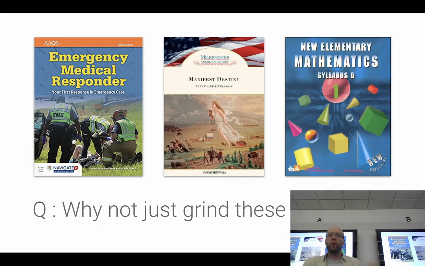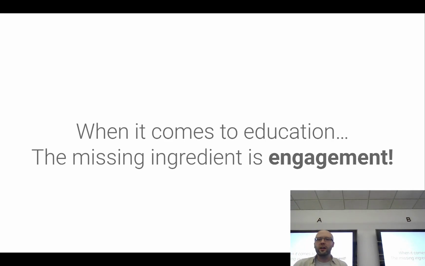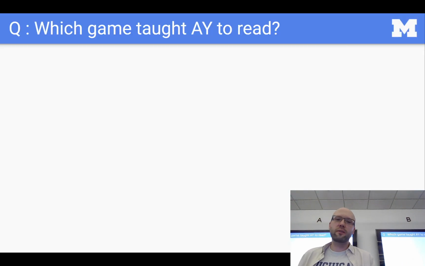And so, when you say, why not just grind these textbooks, there's a problem of immersion. There's a problem of intimacy. There's a problem of outcomes and feedback, okay? Because when it comes to education, the missing ingredient is engagement. That is the holy grail for educators. How do we get people to be as engaged with general chemistry as they tend to be with the next big video game coming out, okay?